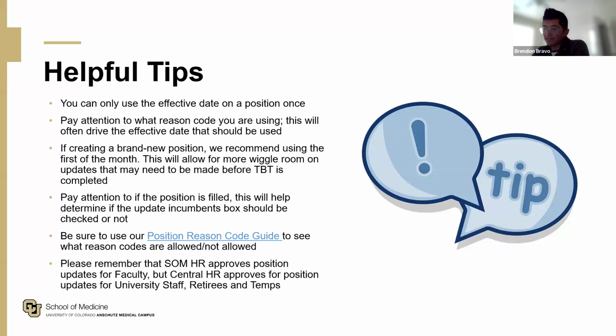Next is to pay attention if the position is filled. This will help determine if the update incumbents box should be checked or not. Be sure to use our position reason code guide to see what reason codes are allowed, not allowed. And then also on that guide, it tells you if that update incumbents box should be checked and what effective date to use if that position is filled. And then please remember that SOMHR approves position updates for faculty, but Central HR approves the position updates for university staff, retirees, and temp positions. So that finishes our position updates section. Are there any questions regarding position updates at this time?